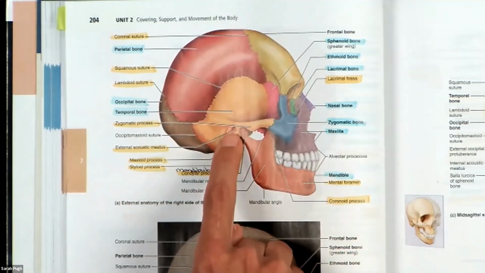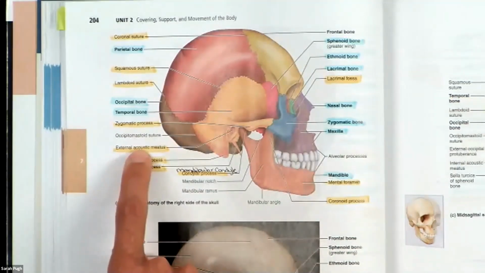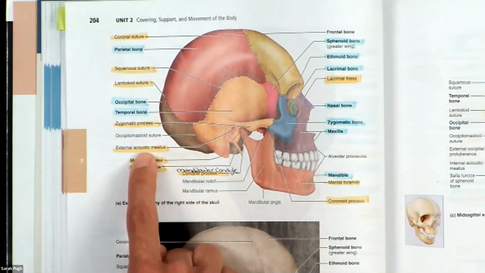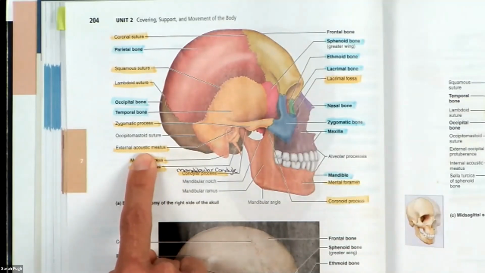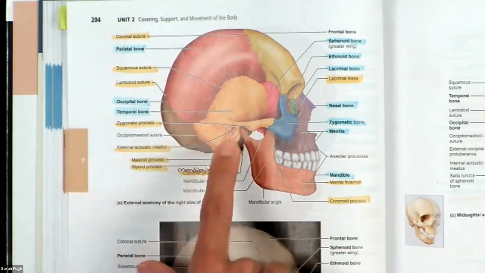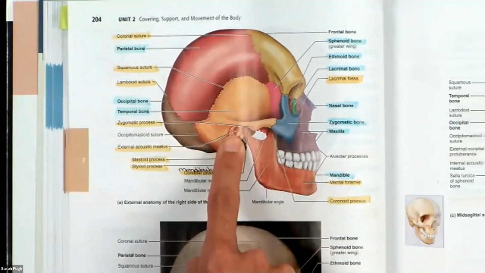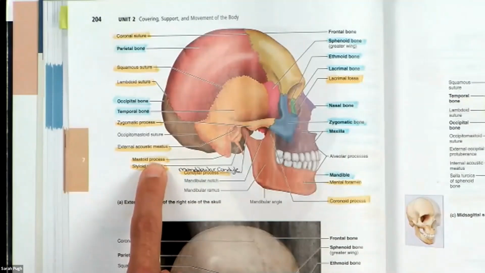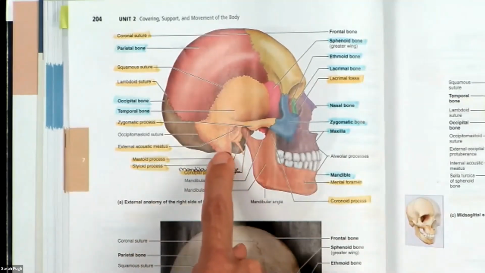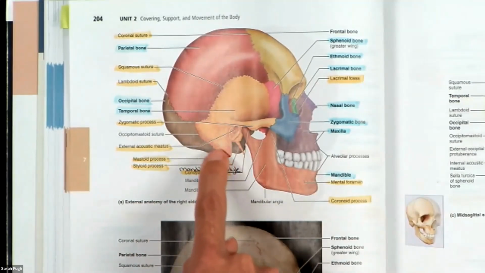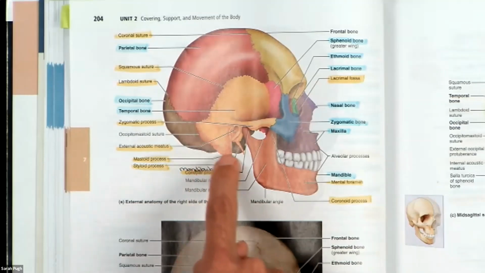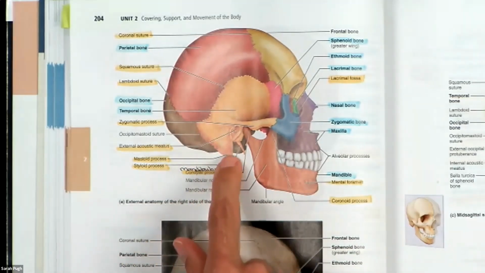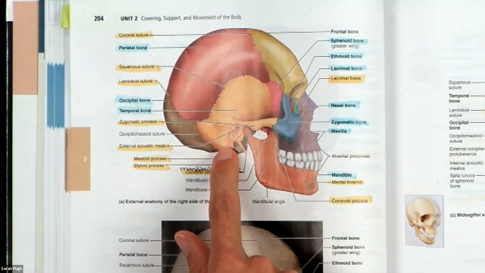The hole right here is called the external acoustic meatus. Now that one should be easy because it has the word acoustic in it, which means sound, right? So this is basically your ear canal. Now I mentioned the mastoid process. The mastoid process is this big projection right here. Again, process means something that's a projection. This is here because you've got big neck muscles attaching to this.